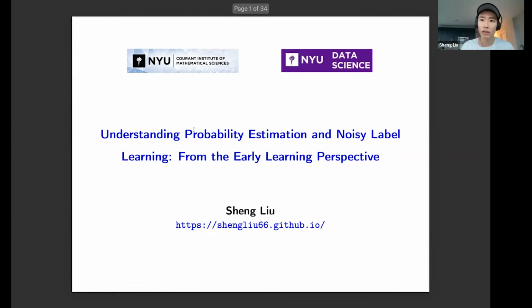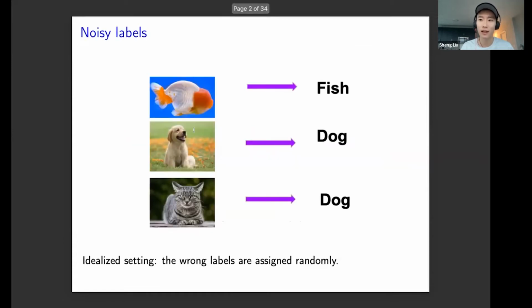Please let me begin with noisy label learning. A very simple toy example here is that we have a data set where there are 3 images. The labels for them, for example: the first image is a fish, the second image is labeled as dog, and the third image is labeled as dog, which is the wrong label. So the noisily labeled data set is a data set where a certain part of the examples are labeled correctly, and some examples are labeled incorrectly.